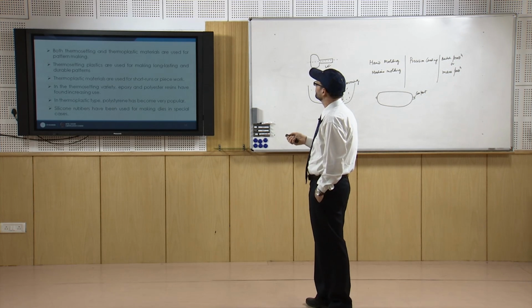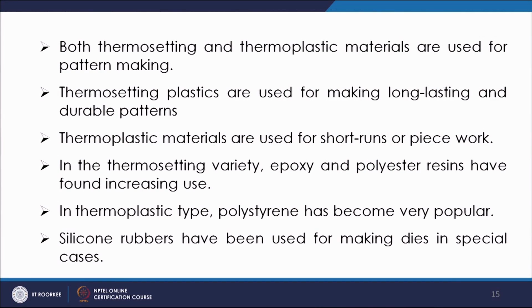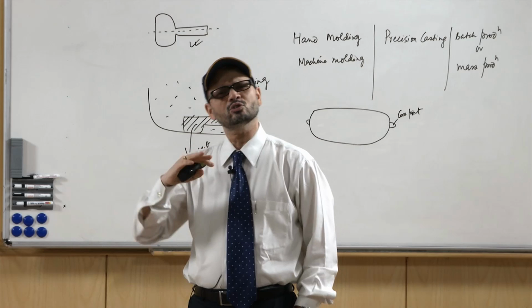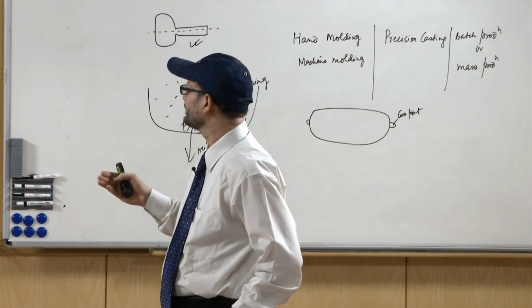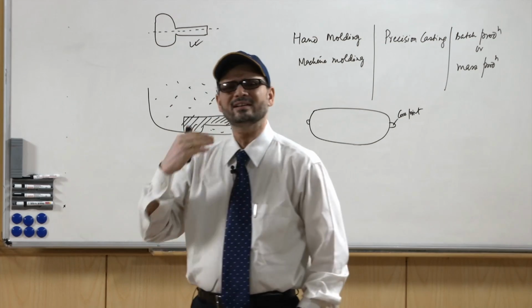So, we have to use both kinds of thermosetting and thermoplastic material. Thermosetting is certainly harder than thermoplastics, and you have different varieties of thermoplastics and thermosettings. Like in the thermosetting variety you have epoxy and polyester resins which are used. In thermoplastics you have polystyrene which is mostly used. We also use rubbers. Silicon rubbers are also used as pattern materials. They are softer materials, they are used for making even dies in special cases.